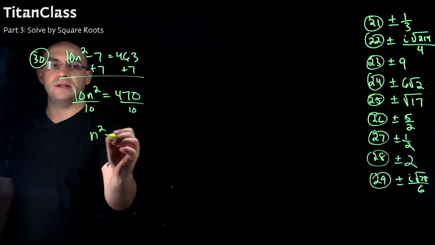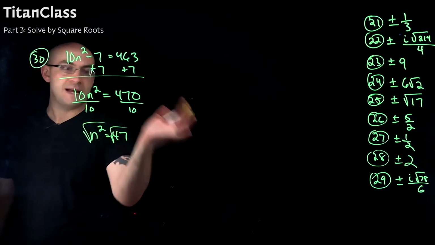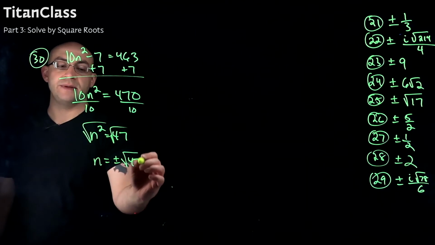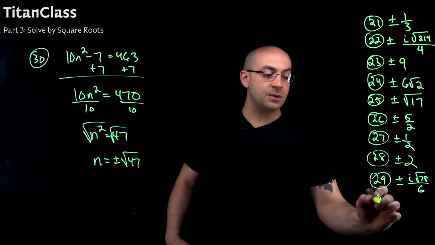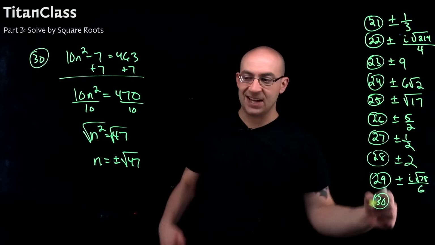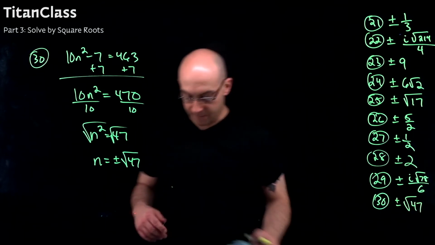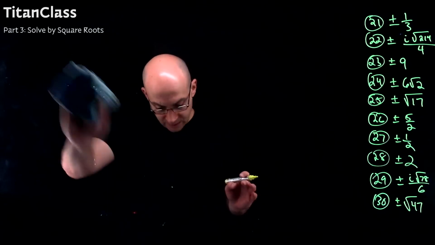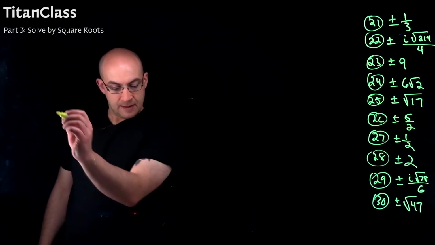n squared is going to equal 47. 47 is not perfect, but we don't have a lot of mess like we had in the last problem. n is going to equal plus or minus the square root of 47, because I don't have a perfect square factor of 47. So our last problem in this set of 10 is plus or minus the square root of 47. All right, 5 more problems, and like I said, we'll jump to complete the square. I think these are going to be pretty simple compared to the other ones.